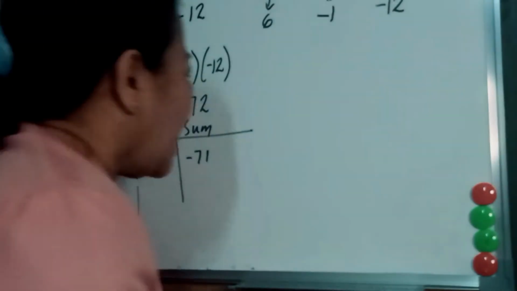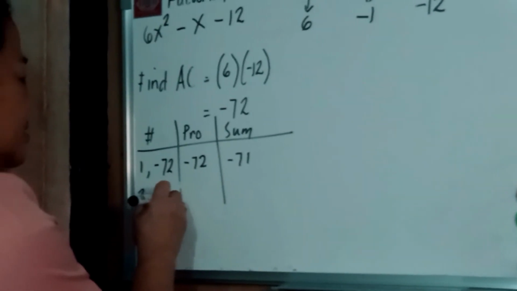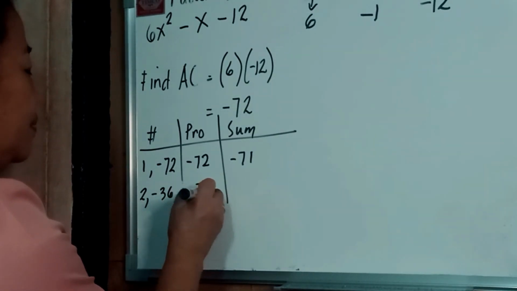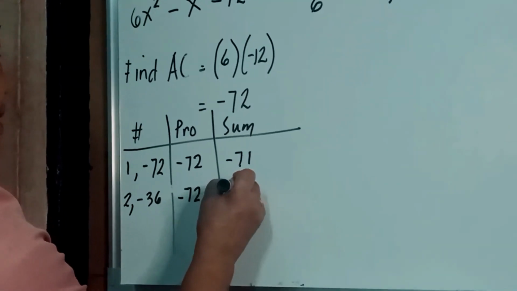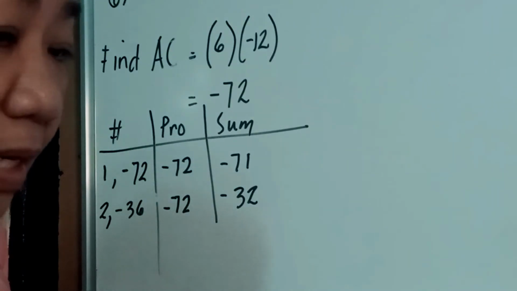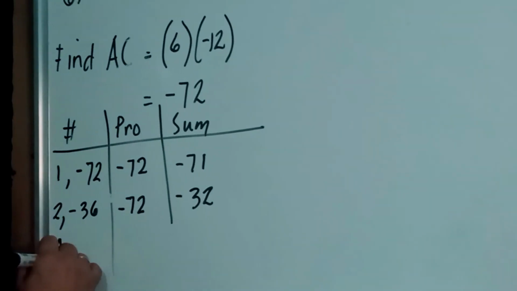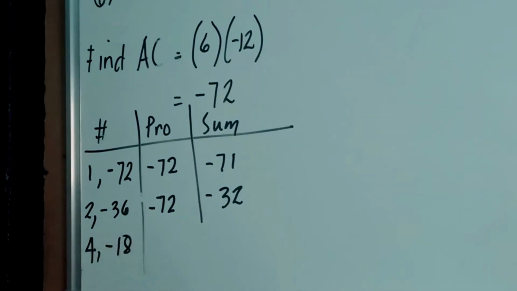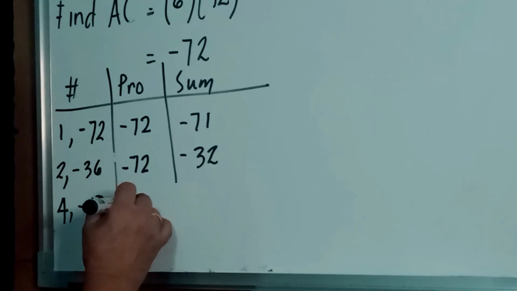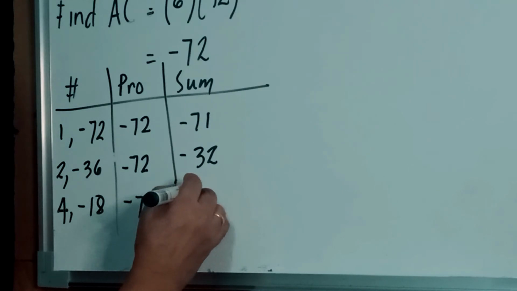Let us have 2 and negative 36. The product is negative 72. The sum is negative 34. What about numbers 4 and negative 18? Is the product of this equal to negative 72? Yes, it is negative 72. But what is the sum? It is negative 14.